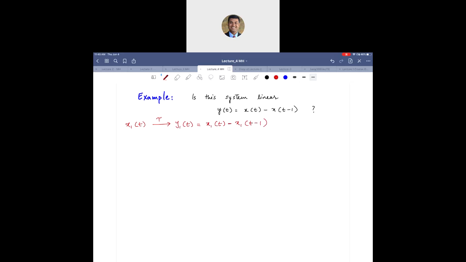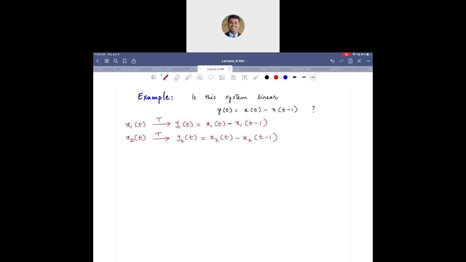Next, yeah, they can be real or complex scalars, but they have to be scalars. Let's see, x2 of t, system operator, y2 of t. What is that going to be? x2 of t minus x2 of t minus 1.